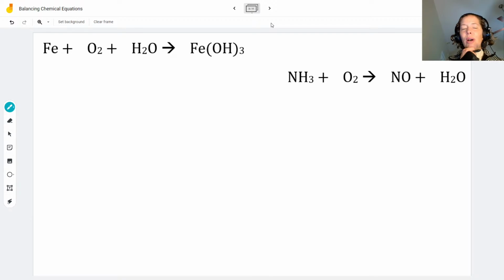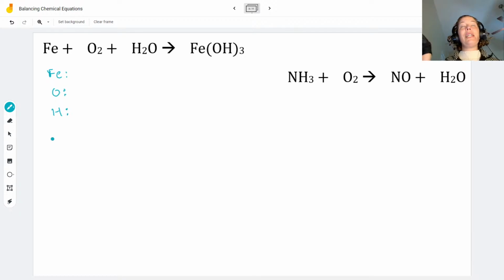All right, so let's go on to these equations right here. Again, we're going to see some more fraction work as well. So starting with my iron one here on the right, let's just list out atoms: iron, oxygen, and hydrogen.